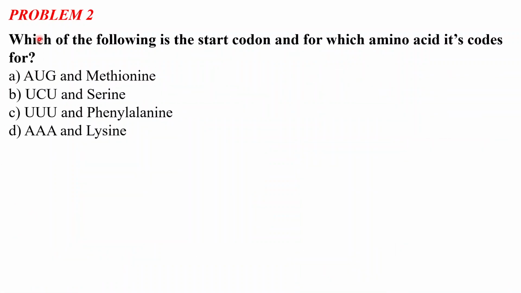Problem number 2 says: which of the following is the start codon and which amino acid does it code for? Your options are number A, AUG and methionine, number B, UCU and serine, number C, UUU and phenylalanine, and number D, AAA and lysine.